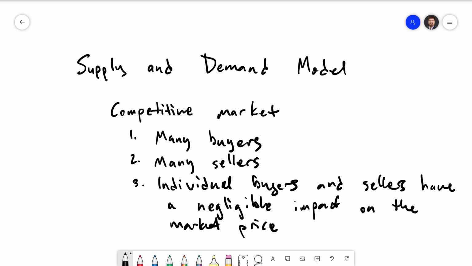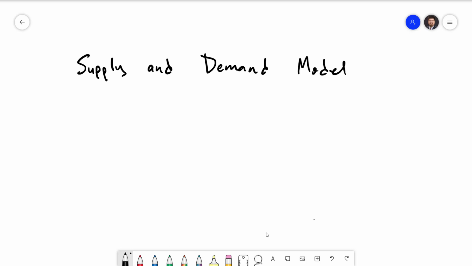There isn't a particular number of buyers or sellers that qualify as many for a competitive market. It's simply enough so that each individual buyer and seller is such a small part of the market that they have a negligible impact on the price, as stated in point 3.